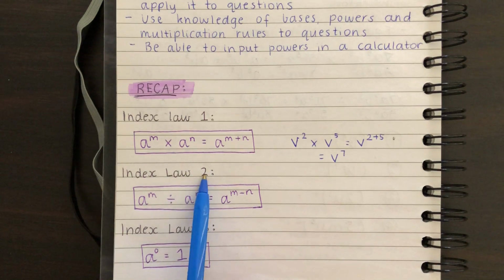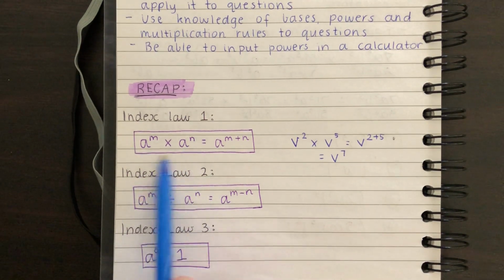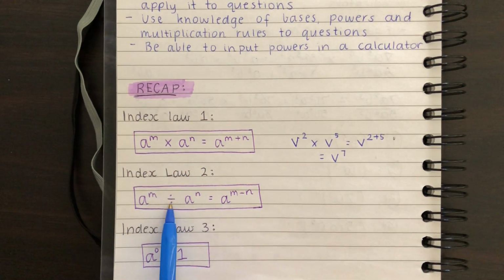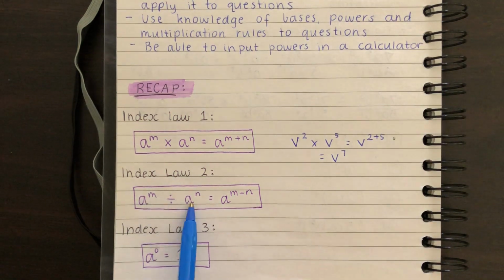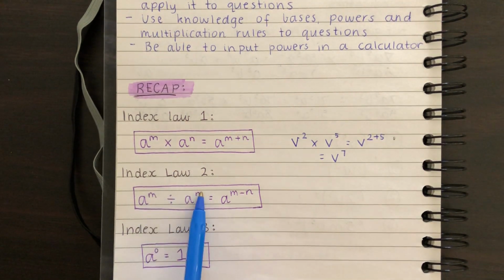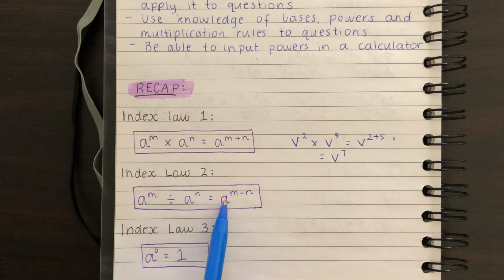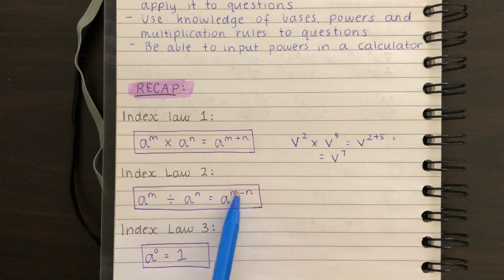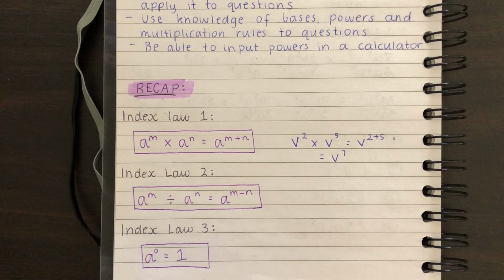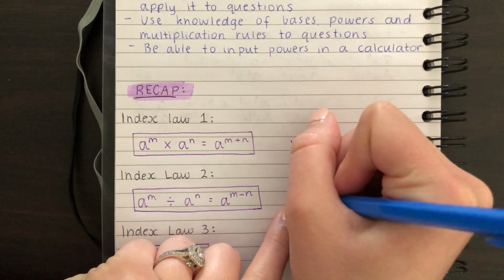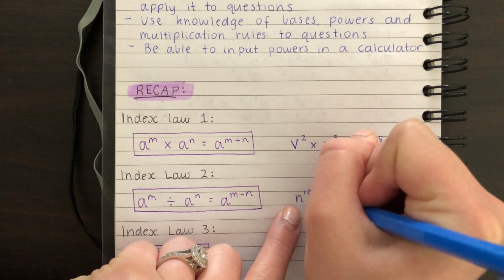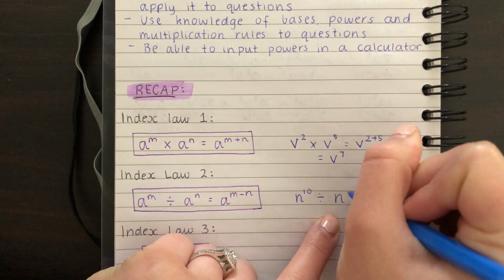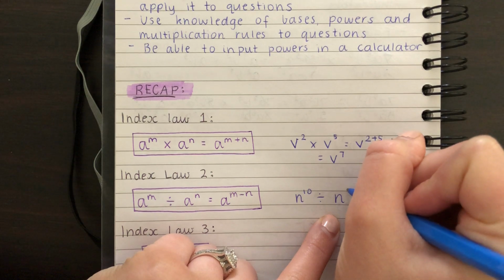The second index law is the exact same thing, except this time we are dividing. And when you divide the same base by the same or different powers, all you do is leave the base the same and you subtract the powers. So let's do another example. N to the power of 10 divide by n to the power of 6.